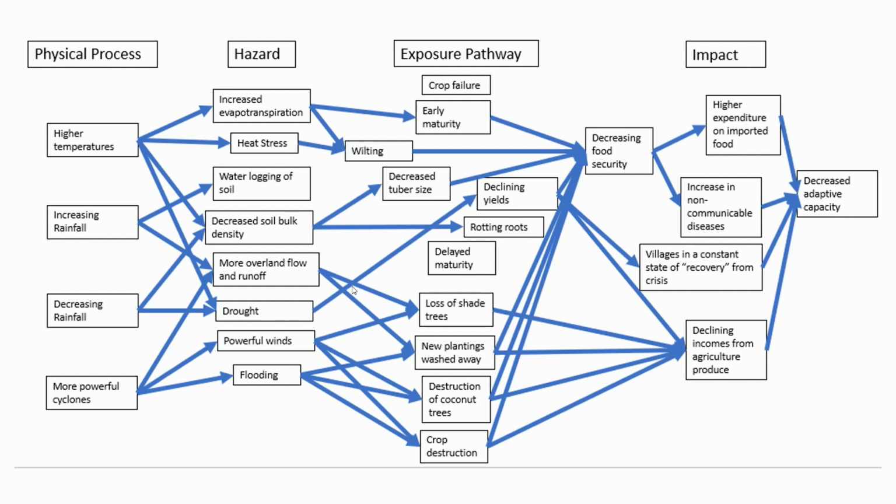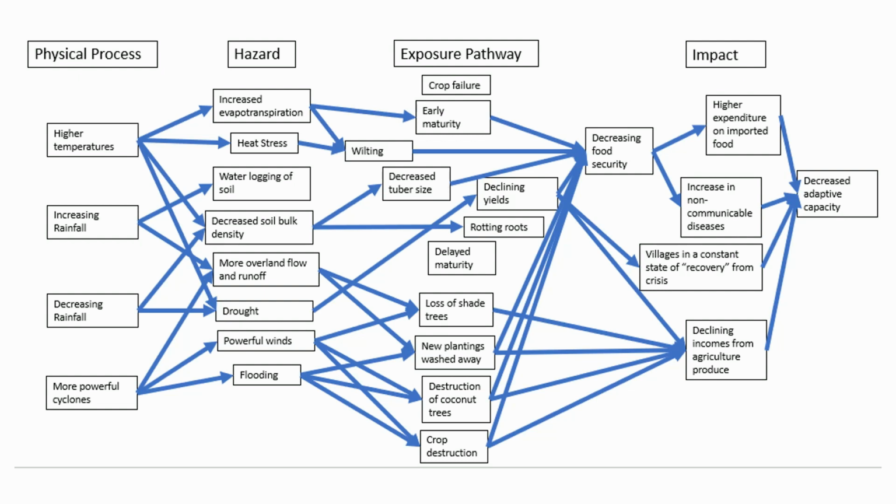We've got drought that is leading to declining yields. And all of these things here, they're contributing to the broader problem of decreasing food security. And that's an impact there. And what does that lead to? Well, we're spending more money on imported food. And in this particular place, it's quite poor. Rural incomes are not very high.